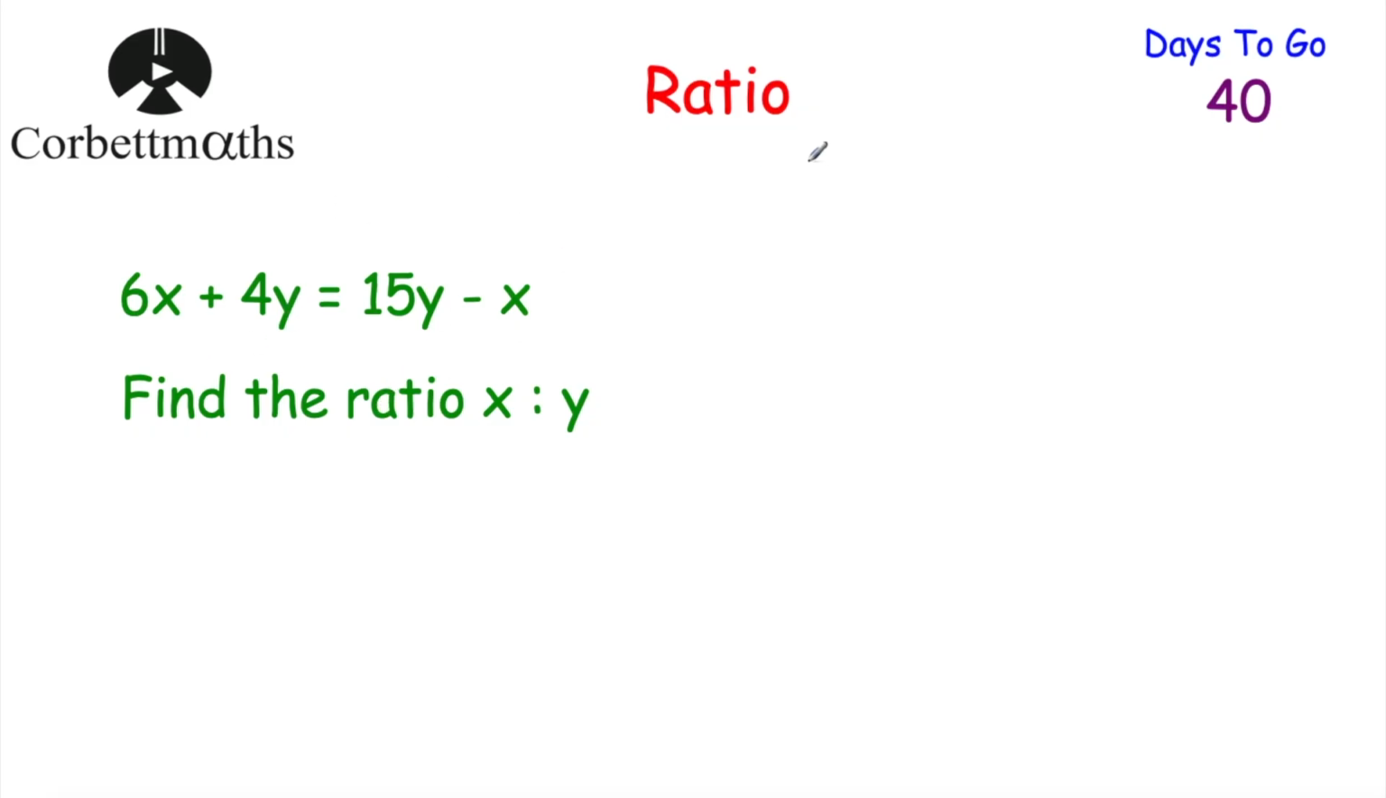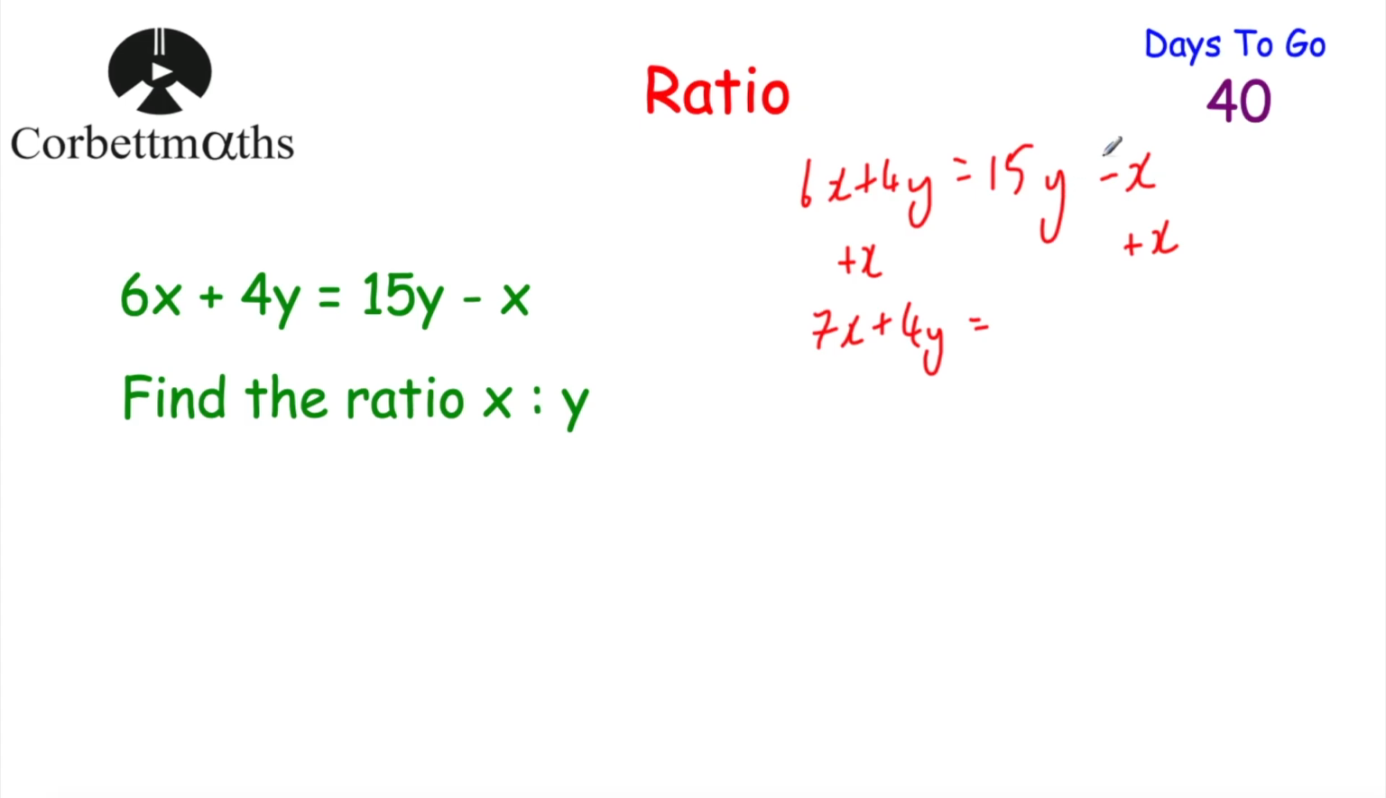Okay, so here we've got 6x plus 4y equals 15y minus x. Let's start off by adding x to both sides, so add x and add x. On the left hand side, we would get 7x plus 4y, and on the right hand side, we'd just be left with 15y. Now we want to get the x's on one side and the y's on the other, so let's subtract 4y from both sides.